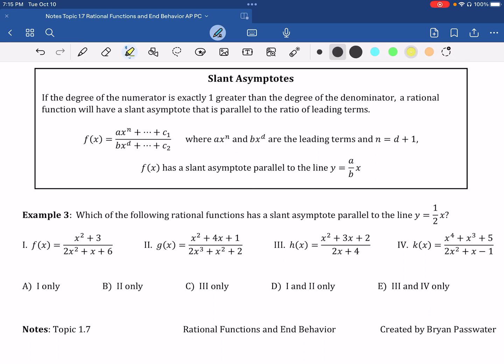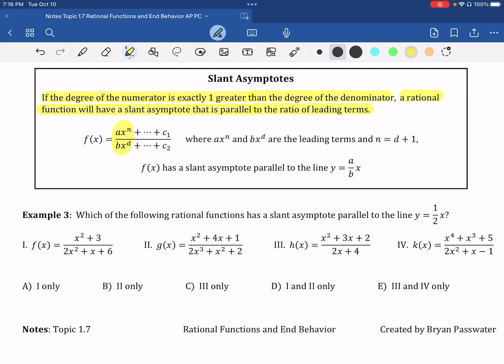So the definition says, if the degree of the numerator is exactly 1 greater than the degree of the denominator, a rational function will have a slant asymptote that is parallel to the ratio of the leading terms. This is what we just did in example C. So really what you're doing is taking these terms here and making a comparison. The slant asymptote occurs when it's exactly 1 degree greater. So if the numerator's leading term was x to the 8th and the denominator had a leading term with x to the 7th, that would work. We'd have a slant asymptote.